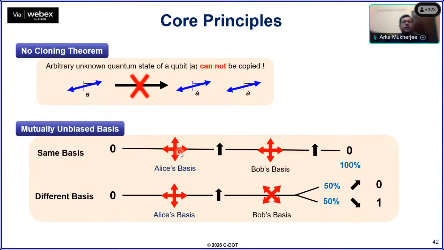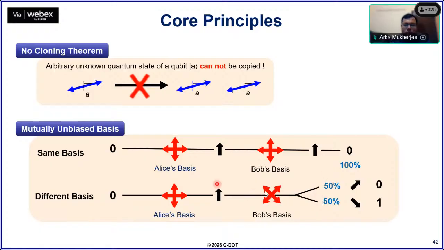So here we have a rectilinear basis. We are assigning a vertically polarized light as the zero state here. So we have produced vertically polarized light using a rectilinear basis, and if we measure it using a rectilinear basis, we can say with 100% probability that we have recovered the vertically polarized light. But if we have generated vertically polarized light using the rectilinear basis and we use a diagonal basis to recover it, we will never get vertically polarized light. The result will be either diagonally polarized light or anti-diagonally polarized light with 50% probability.